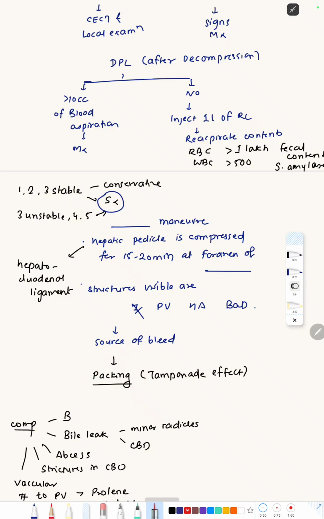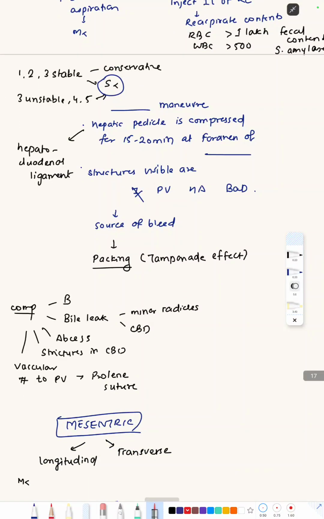And then the packing is done. This packing provides a tamponade effect, because of which the bleeding is stopped. Complications can be bleeding, then the bile leak. The bile leak happens from minor radicals. They have to ligate each radical. It can also happen because of the common bile duct or any major ducts, then repair over the T tube is done. Then abscess, strictures can be formed in the CBD, and vascular damage to the portal vein. In that particular condition, we have to repair it with the help of Prolene suture.